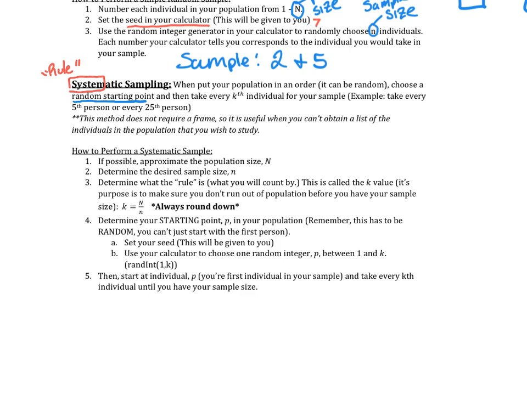One note about this type of sampling is it does not require a frame. A frame, remember, is the list of your entire population.